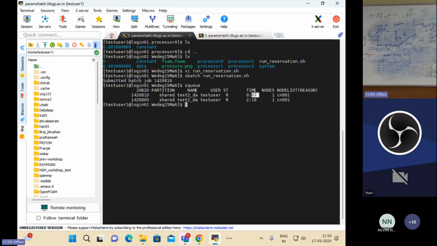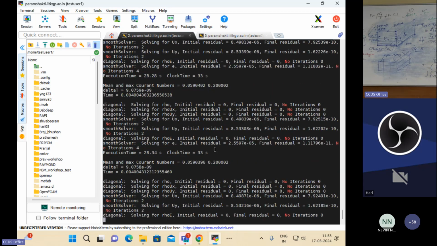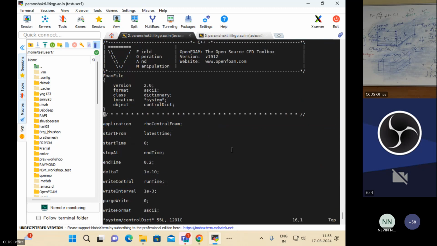You need to note your ID number since this is a shared account. So this is creating conflict. If you had an individual account, you could track all your job IDs, specify the name accordingly, right? Name of the test case. And then if you want to see the output, do tail -f log.whatever log file you are writing. So this simulation is running. It will run until 0.2 seconds, right?